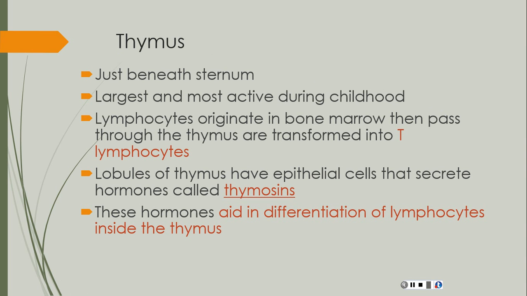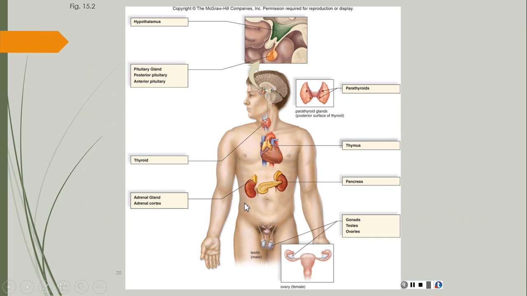The lobules of the thymus have epithelial cells that secrete hormones called thymosins. These hormones aid in differentiating those lymphocytes inside the thymus. This is very important for the immune system. So these hormones aid in differentiation of the lymphocytes that are coming in from the bone marrow. And that's another look at all those glands all over the body, and the hypothalamus and the pituitary up here orchestrating with different glands throughout the body.